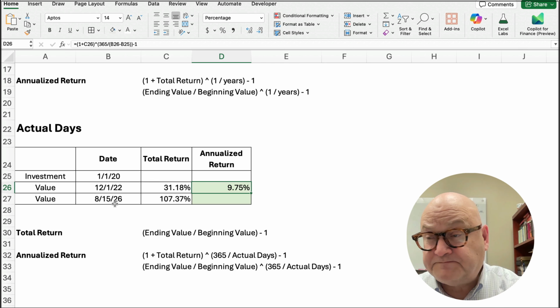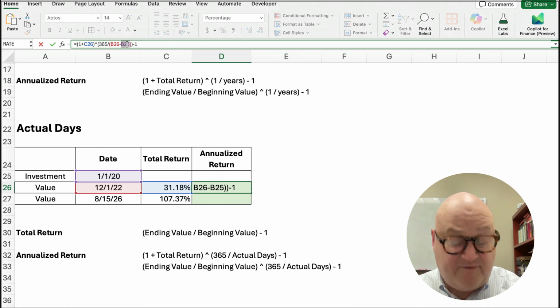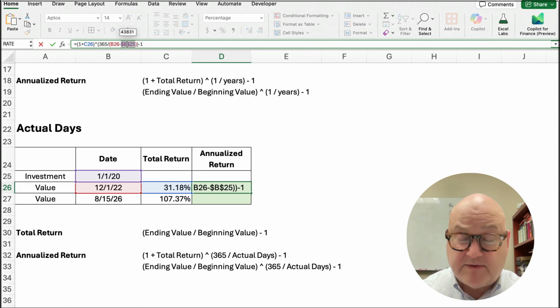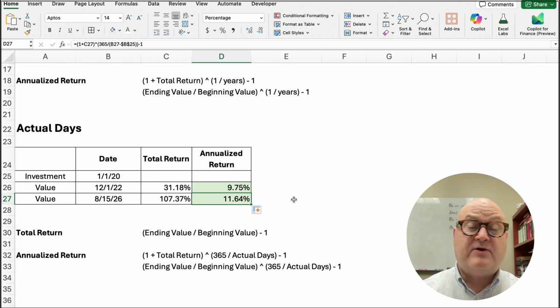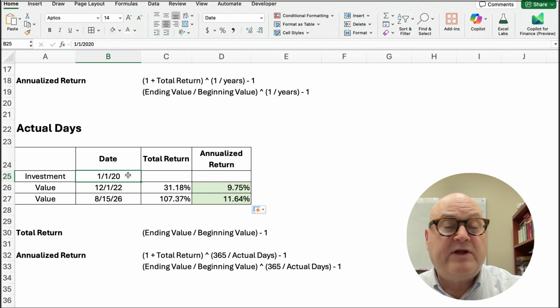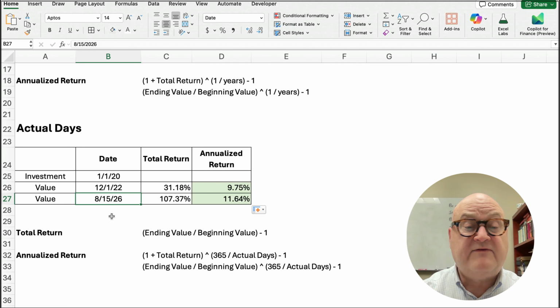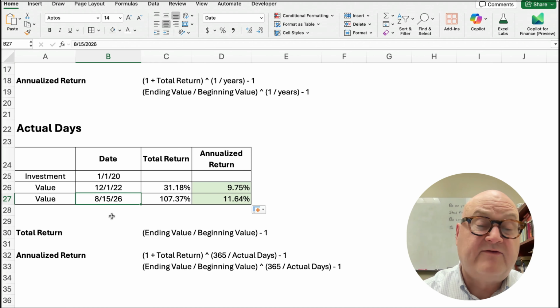We can do the same thing for the calculation for 8/15. We have August 15th of 2026, and our total return now is 107. What's the annual return at this point? Well, let me go back and change this B25, make it absolute, so now I should be able to just copy it down. What kind of rate of return do we have? The annualized rate of return is something like 11.64%, because we invested on January 1, 2020, and then at August 15th, 2026, we know we have a total return of 107.37%. We know we've earned an annualized return of about 11.64%.